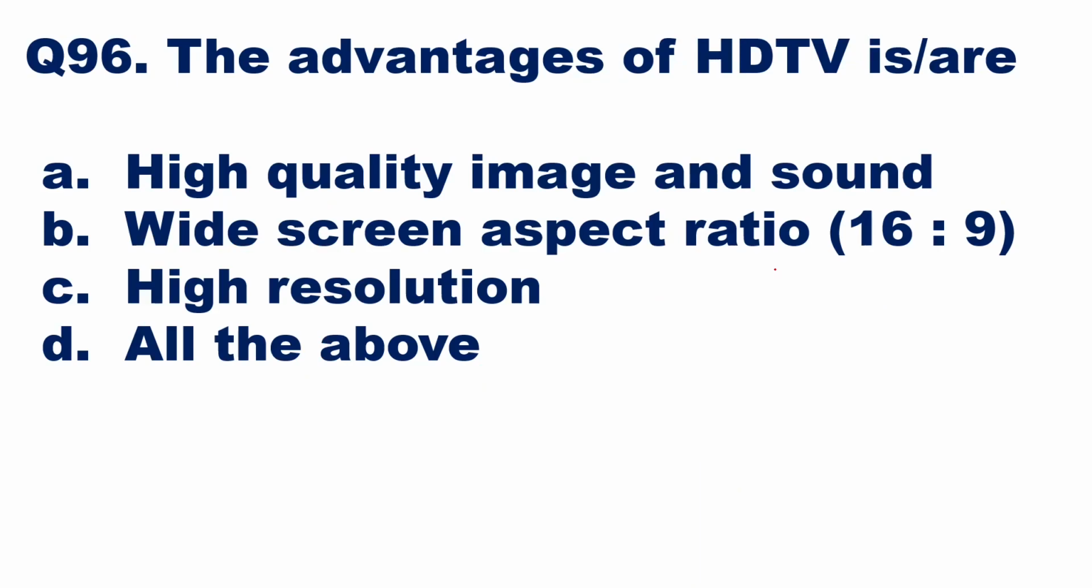The advantages of HD TV, that is high definition TV, is or are. Options are high quality image and sound, which is one of the advantages. Option B is widescreen aspect ratio. The aspect ratio is more over here, 16:9, whereas the standard TV was having 4:3. Option C is high resolution, that is picture quality is good. So options A, B, C are all true answers, all are the advantages of HDTV. So the right answer is D, all of the above.